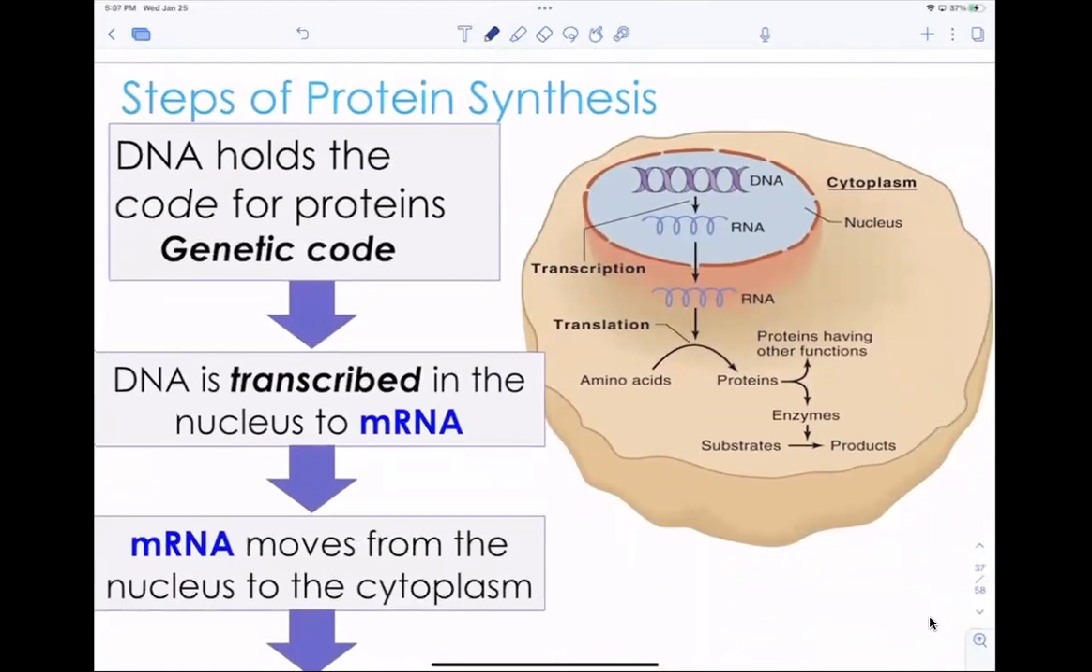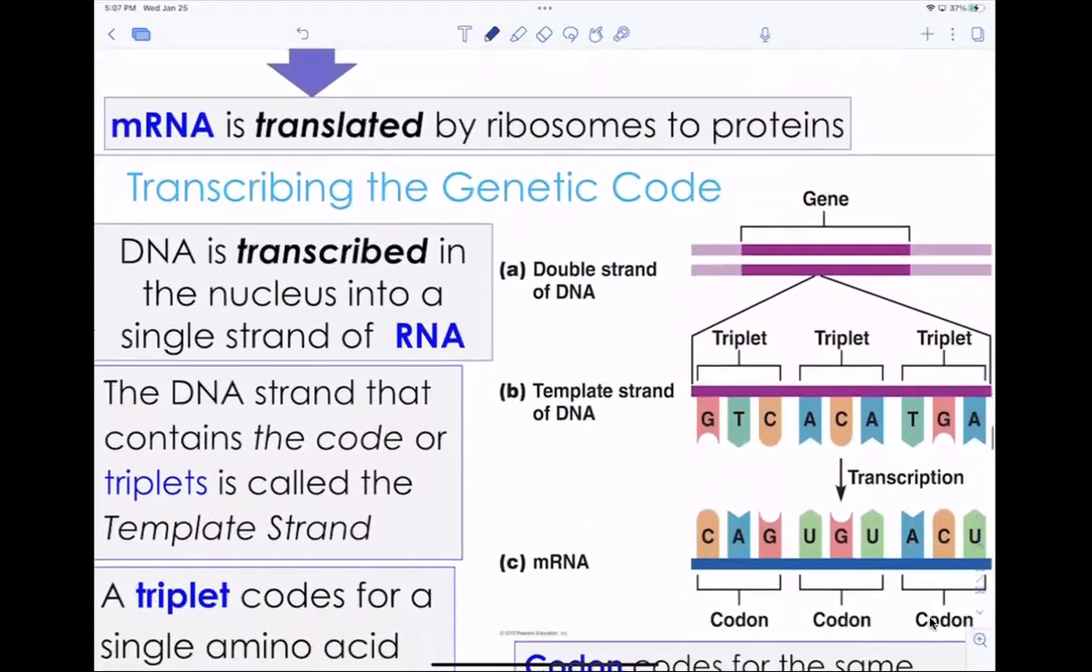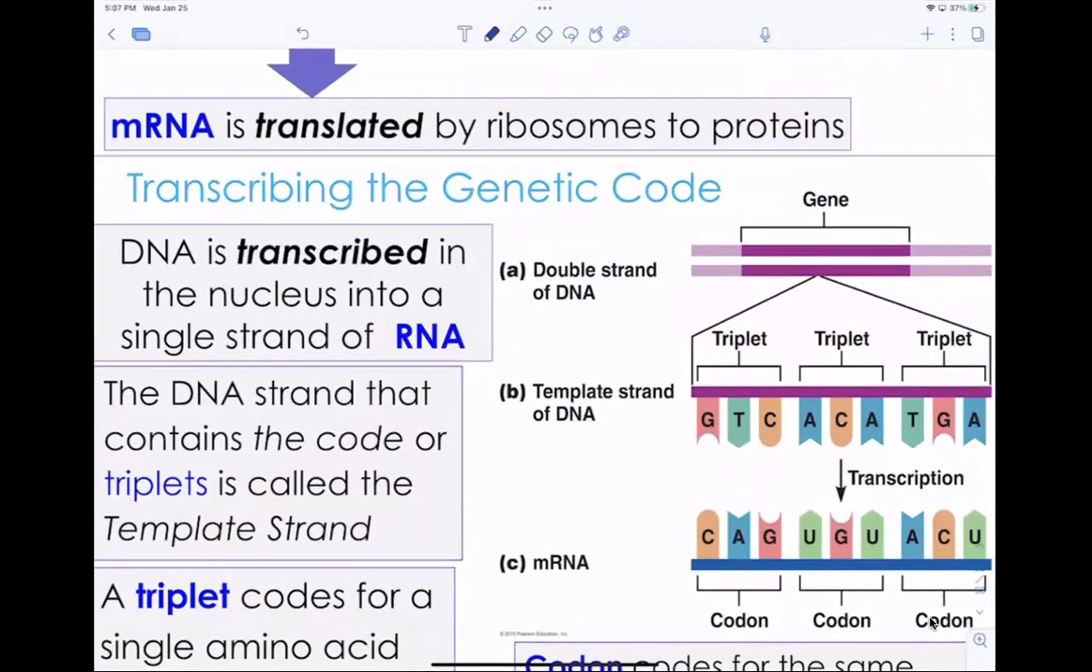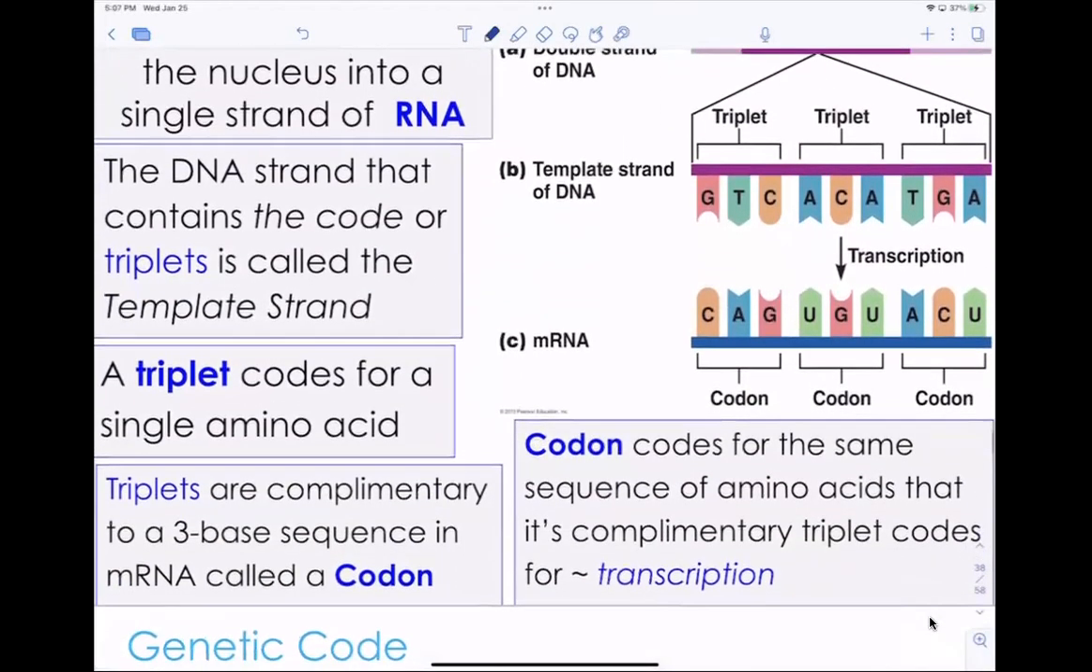So steps in protein synthesis: you have transcription, which occurs in the nucleus. It forms a messenger RNA. The messenger RNA moves into the cytoplasm, and you have translation of the messenger RNA by ribosomes and transfer RNA molecules to build the protein structure. So translation is the building of the protein structure in the cytoplasm. Transcribed in the nucleus, translated in the cytoplasm, which is the reading of the messenger RNA and actually assembling the primary structure of the protein.